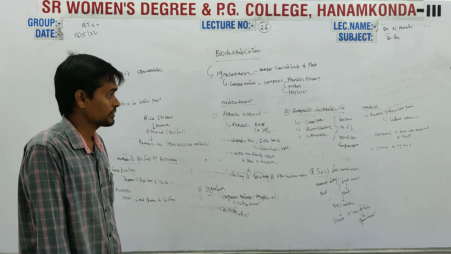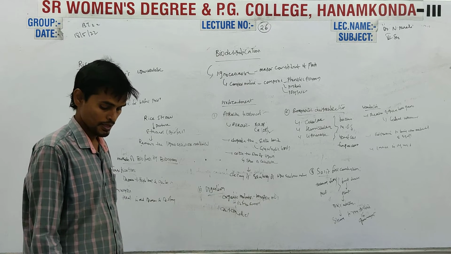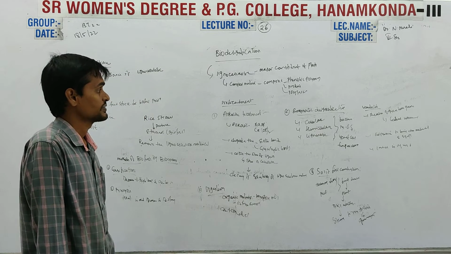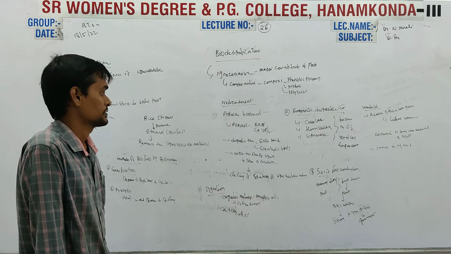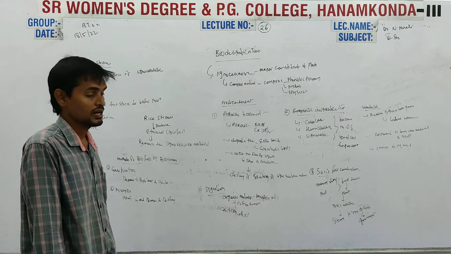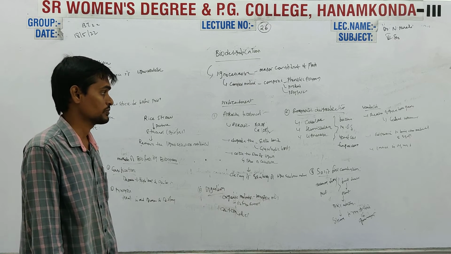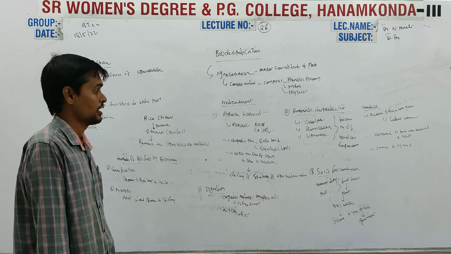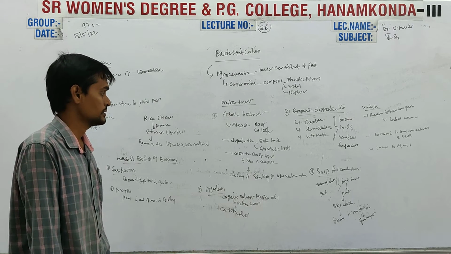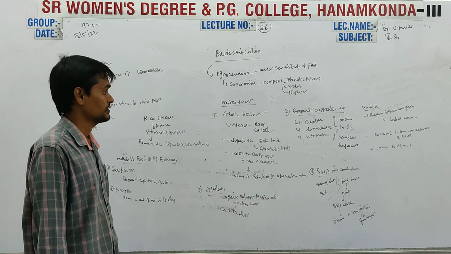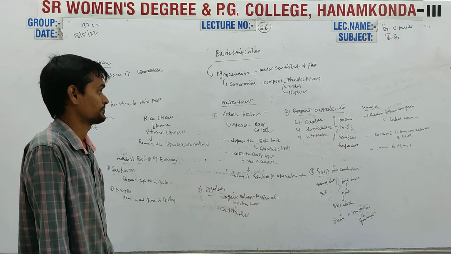The next method is enzymatic treatment, which includes cellulase, hemicellulase, and ligninase. These are the enzymes produced by microorganisms like yeast or fungal cells, which break down the lignocellulosic material. That is enzymatic digestion.